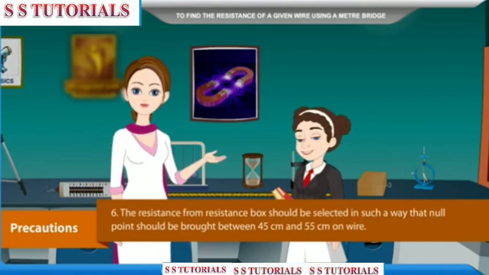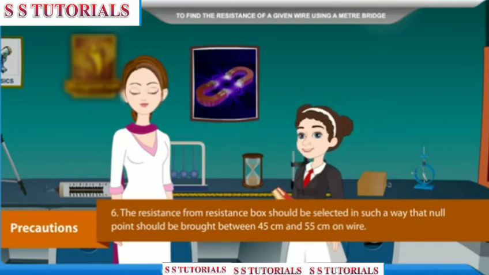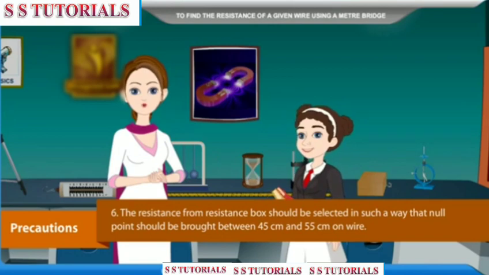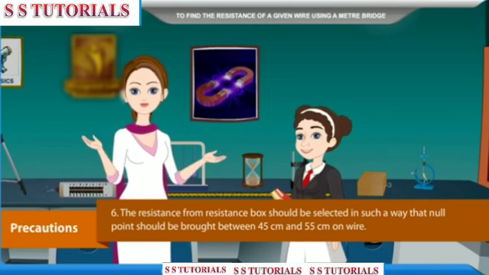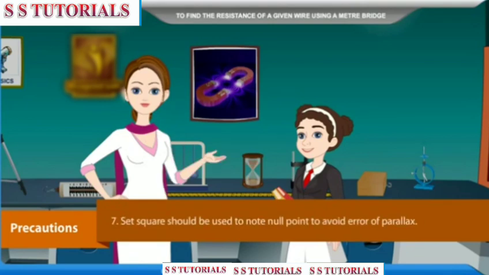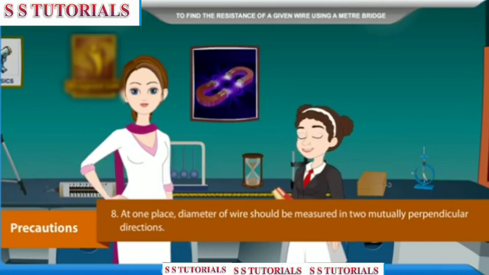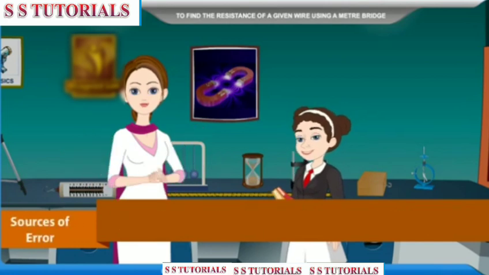The resistance from the resistance box should be selected in such a way that the null point should be brought between 45 cm and 55 cm on the wire. Set square should be used to note the null point to avoid error of parallax. At one place, diameter of wire should be measured in 2 mutually perpendicular directions.